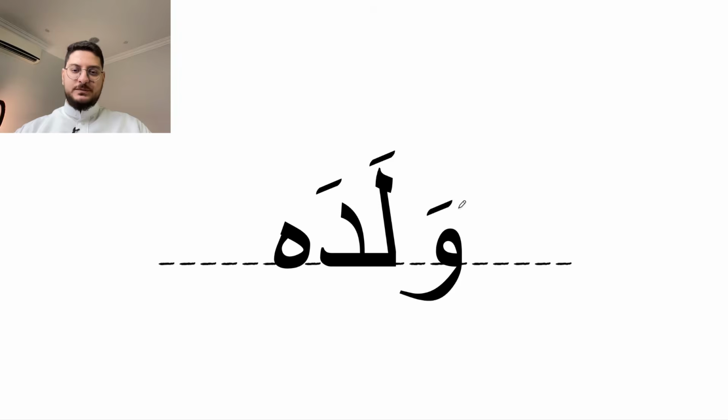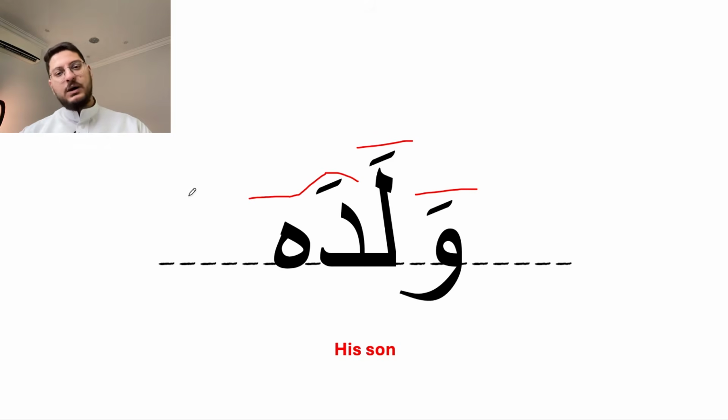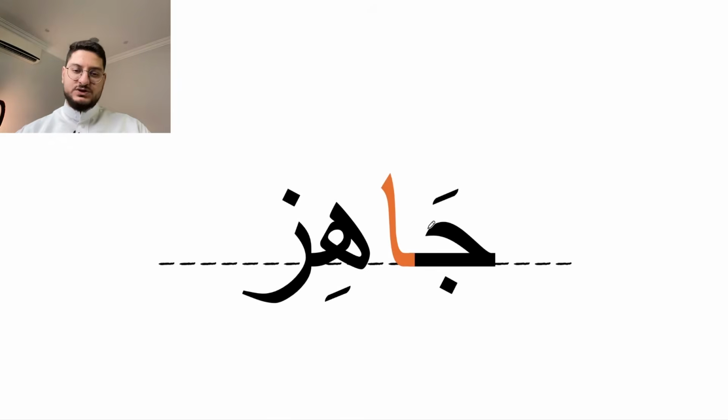Let's look at the next one. So the first letter is wa, and then la, and then da, and then we have this circle, which is the sound. So this is da, wa, la, da. Waladah, which means his son. Waladah.